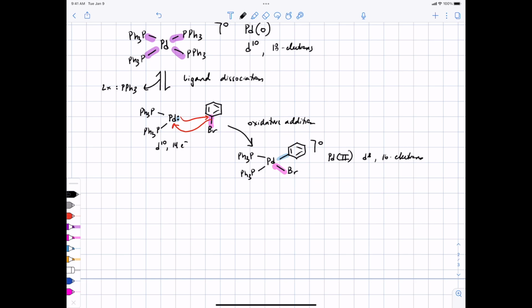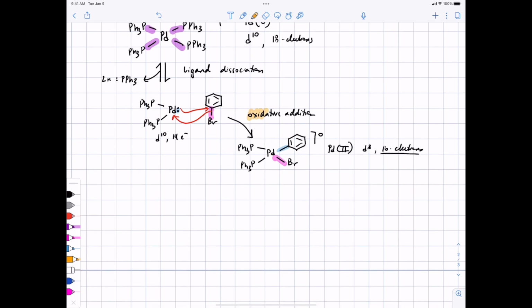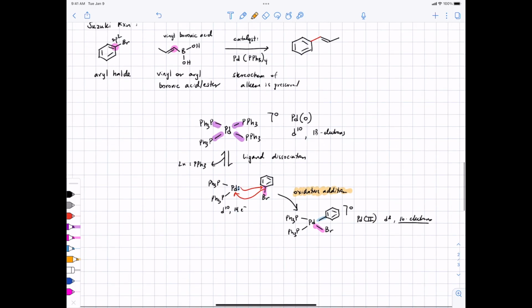It's important to note that this palladium-2 complex has 16 electrons because there needs to be space for what's going to happen next. Okay, any questions about that oxidative addition step? All right. Now, we have up here our vinyl boronic acid.